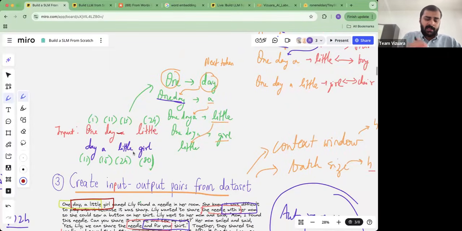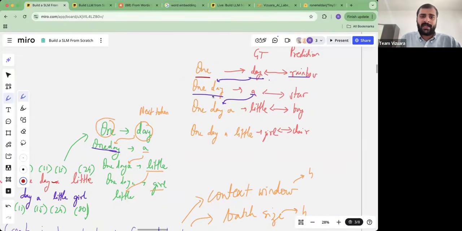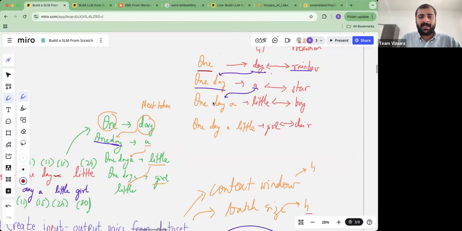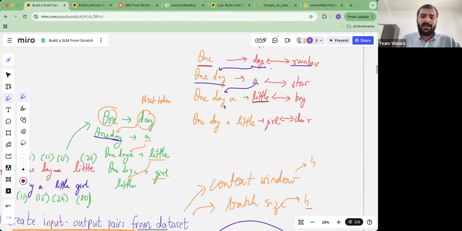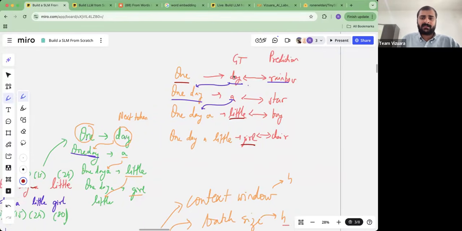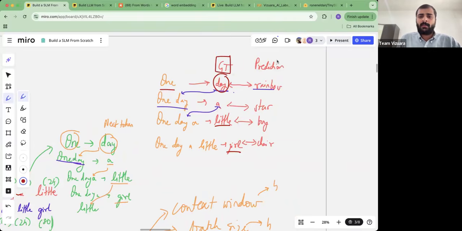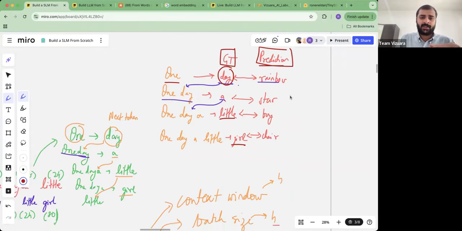And although it looks like one input output pair, there are 4 prediction tasks which are happening here. So for "one" as the input, "day" should be the output. For "one day" as the input, "a" should be the output. For "one day a" as the input, "little" should be the output. And for "one day a little" as the input, "girl" should be the output. That's why it's called the next token prediction task. Eventually, we'll make our model so good that it predicts these next tokens perfectly. And so this is the ground truth. What our model predicts might be something completely random initially. Our whole aim is to match the model prediction with the ground truth prediction.